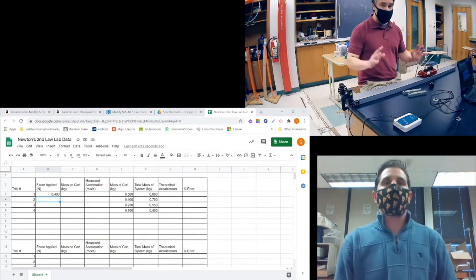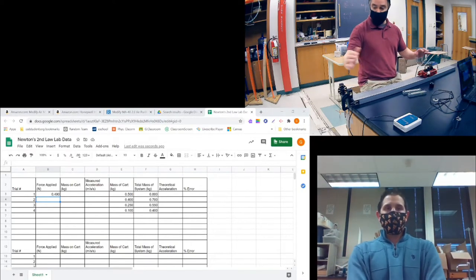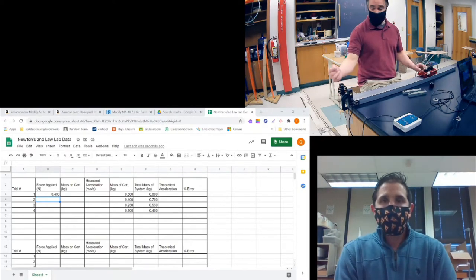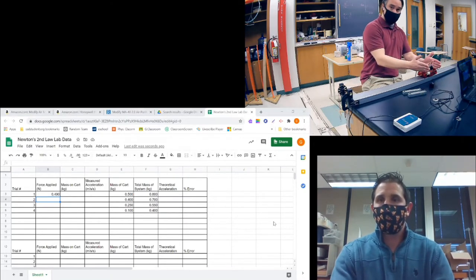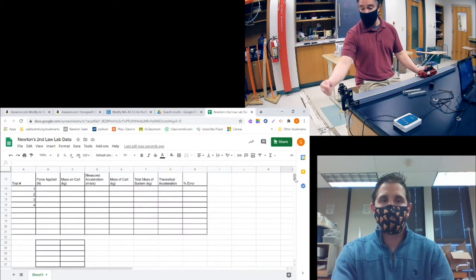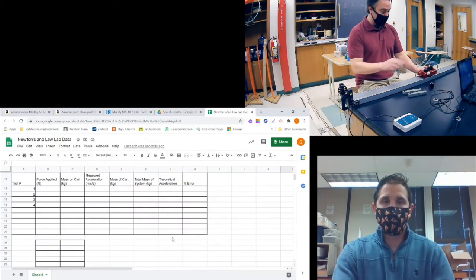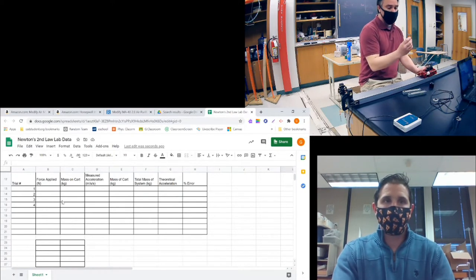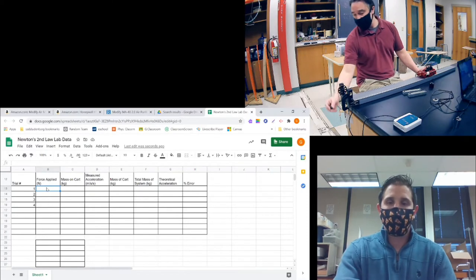Now, for the second part of the lab, we're going to keep the mass of the entire system the same, and we're going to swap out the masses that are sitting here with the mass on the hook, so we have a varying force applied, but a constant mass of the entire system. So we'll start with, I believe it was the 20 grams. 20 grams hanging on the hook.